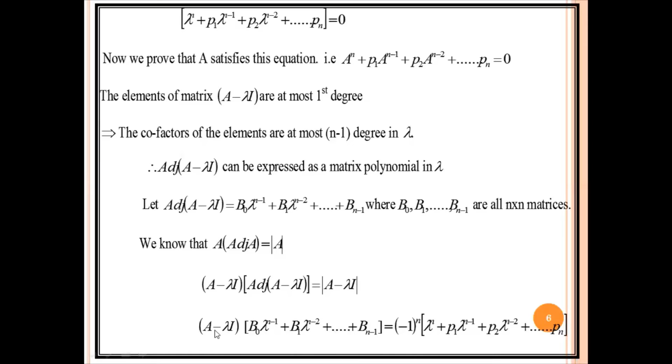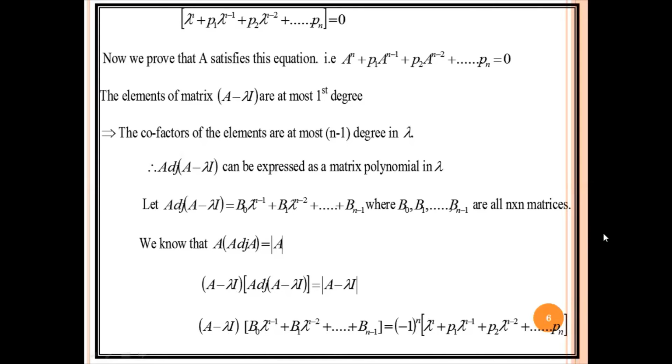So the coefficient is minus I b naught. There are no other terms here. Similarly, on the right side, lambda to the power of n has coefficient (minus 1) to the power of n into I. If we want to take I, you can take I into I.